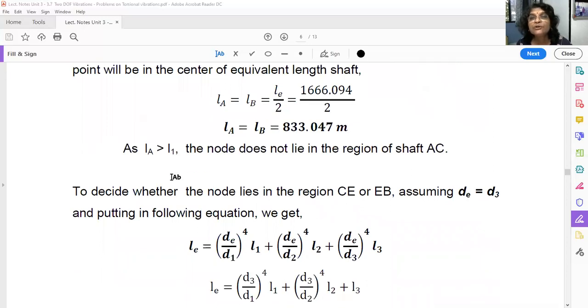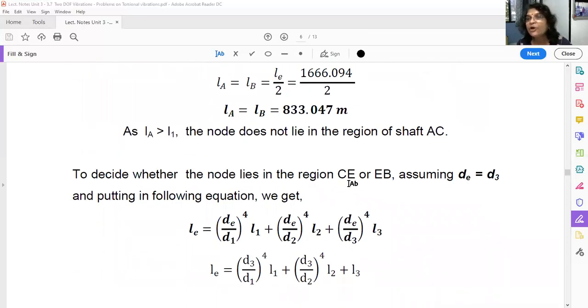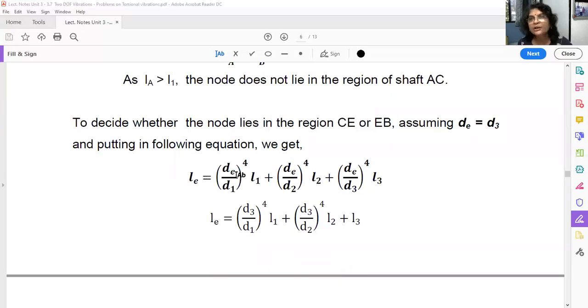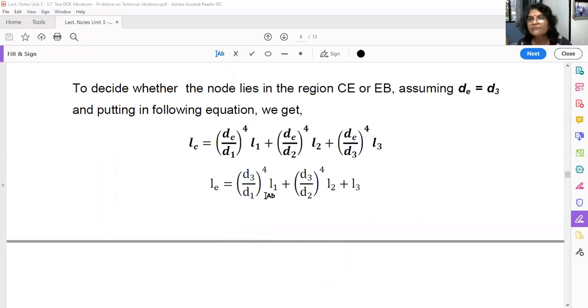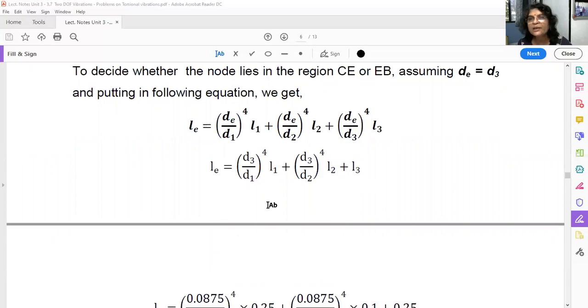To decide whether the node lies in the region CE or EB, assume D equal to D3. First I am taking D equal to D2 also, you can take that. When you again get a length more than D1 plus D2, or L1 plus L2, then you make the equivalent D equal to D3. Now I know the answer here because I have calculated it. So, assuming D equal to D3 and putting it in the following equation, you have to follow the same procedure. Put D equal to D3 here, so that formula will be converted into this one. Again, you know D3, D1, L1, D2, L2, L3, and find out the equivalent length.